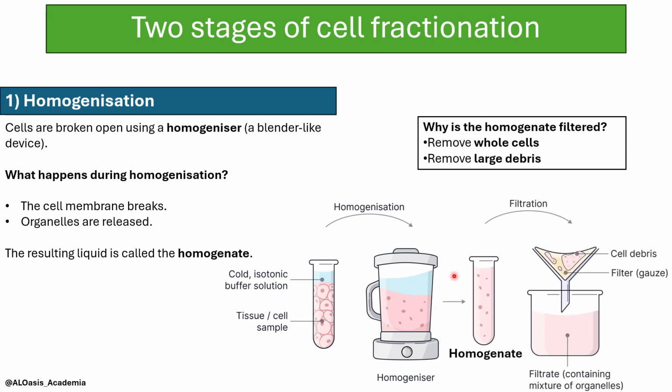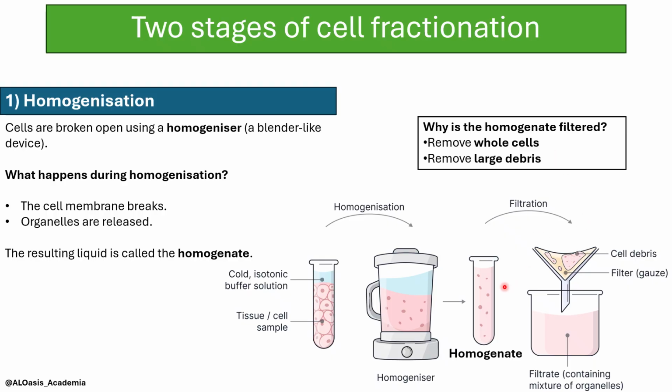Once we get our homogenate, we need to filter it. Why? Because we need to remove whole cells and large debris. And remember, the whole process of cell fractionation is that we need the organelles which are inside the cell. We're not interested in whole cells or large debris.